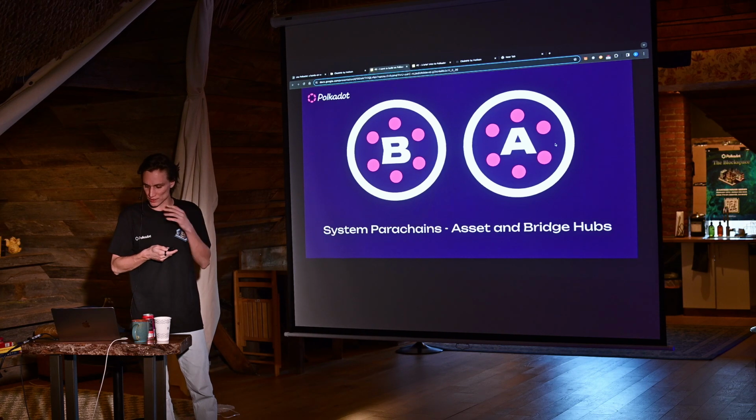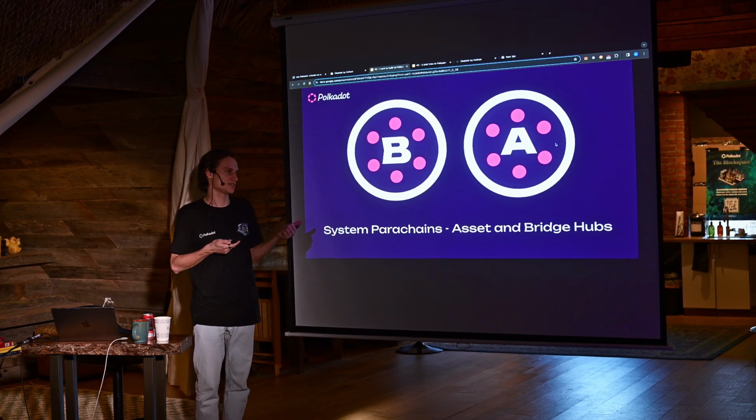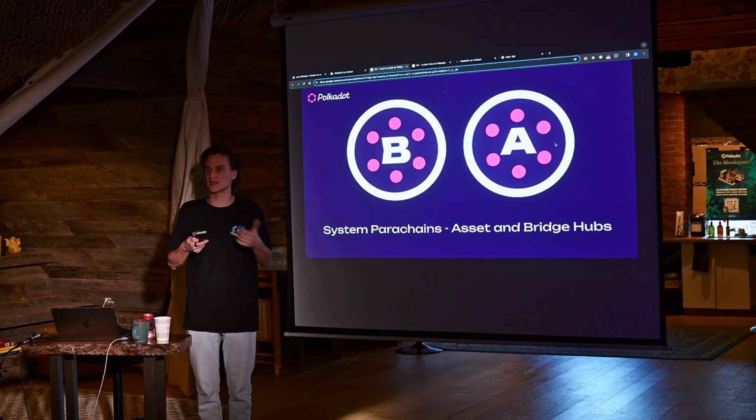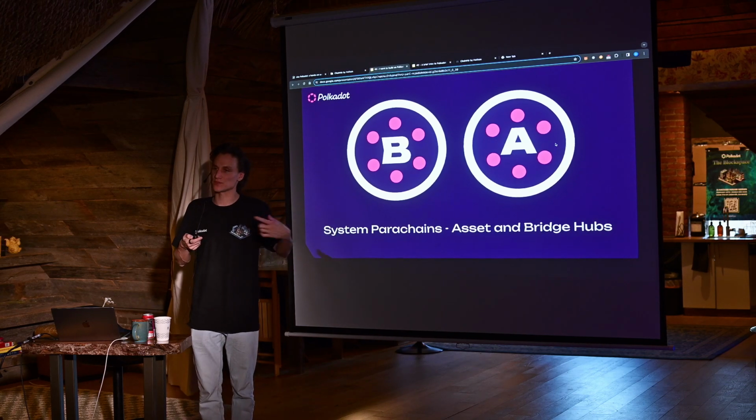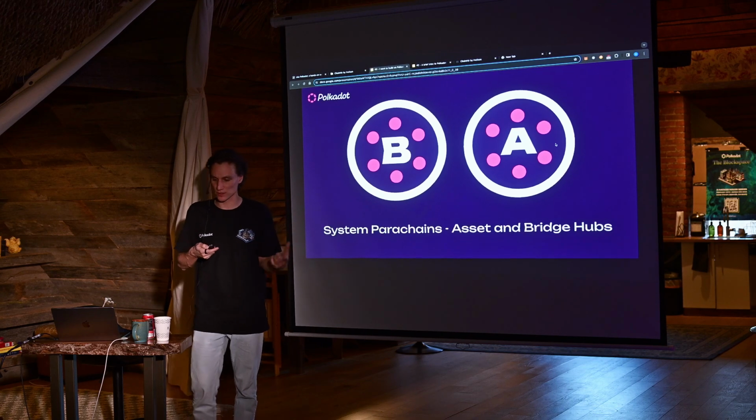So just this slide is illustrating some system chains. So we have the asset chain and a bridge hub chain, dedicated chains that are there really to help Polkadot as a network prosper.